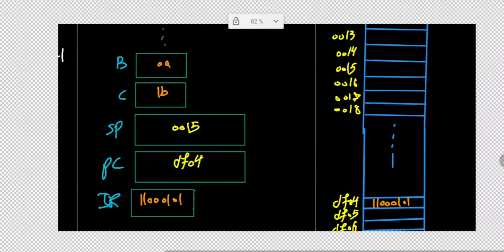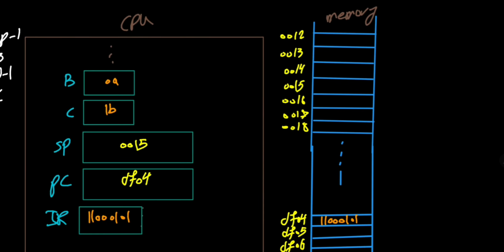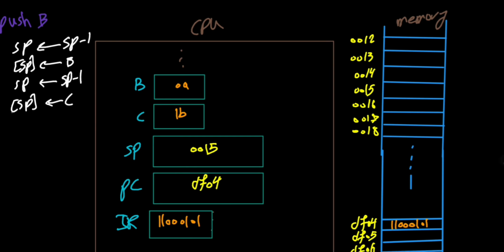Let's see how this would work out in the CPU and memory. These are the 4 operations that would be done for push B. We have the CPU here and our memory in here. The value of the B register is 0A and the C register is 1B. You know that when we say 0A, it's actually 0000 1010; we are showing it as 0A just for simplicity. Then 1B in the C register, and the SP would have the value of 0015, meaning that it is currently pointing at this location, or this is currently on top of the stack.